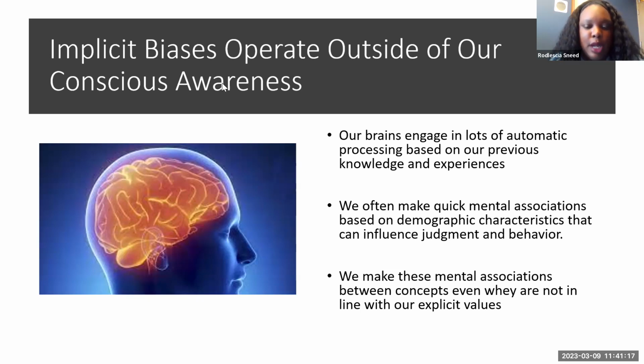And what's important to know about implicit bias is that we make these connections between concepts, even when they are not in line with our explicit values. So we may not say or even believe that we have biases towards certain groups, but we still may have these biases, and it's these implicit biases that still impact how we behave towards other people.